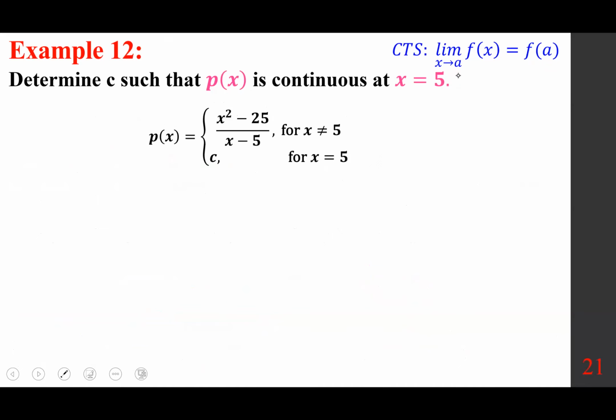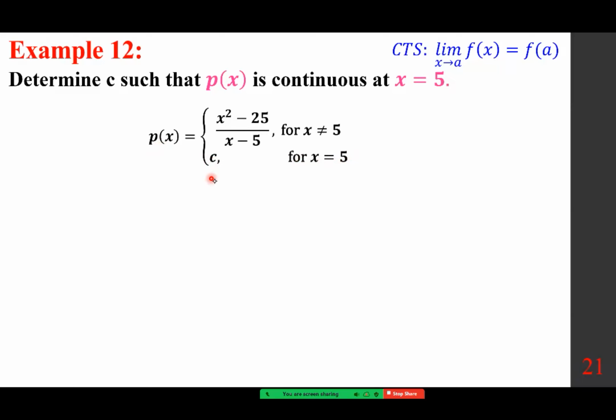All right, we want to determine c such that this function p of x is continuous at x equals 5, and p of x is defined as x squared minus 25 over x minus 5 when x is not equal to 5. It has the value of c when x is equal to 5. And right away, I hope you realize this means p of 5 is c.